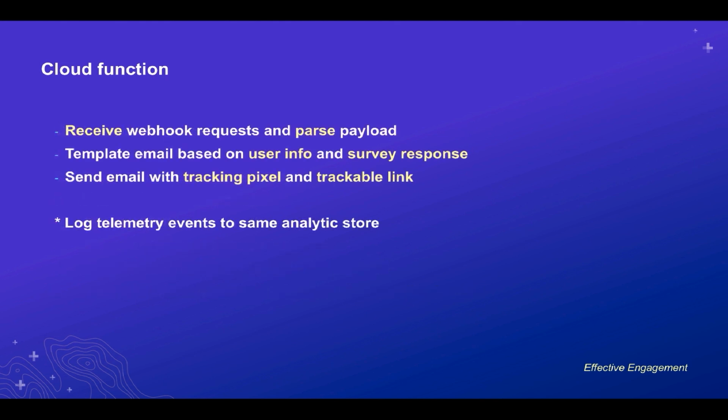So to summarize, and before we jump into the code, the three main functions of our Cloud Function are to listen for webhook requests and parse the payloads so that we can template emails based on what we know about the respondents and what they've indicated in their responses. And tying it all together is adding these tracking parameters to the emails so that we can complete our engagement funnel all within the same analytics store as our hub site. So now let's jump into the code to see better how everything falls into place.